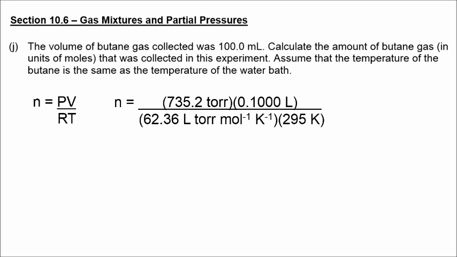There's the pressure of the dry butane gas without the water. There's the volume collected in liters. We have the gas constant, which has torr, and we have the Kelvin temperature. So we get 0.0040. I'm using 2 sig figs for my number of moles, and that's based on the temperature, which was the least number of sig figs.